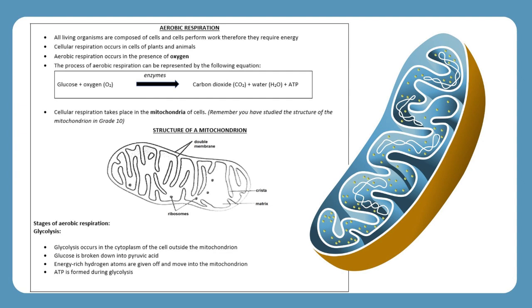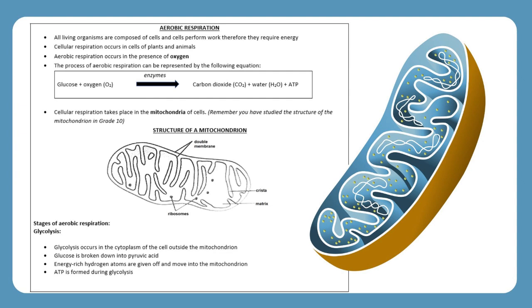Aerobic respiration. All living organisms are composed of cells and cells perform work, therefore they require energy. Cellular respiration occurs in cells of plants and animals. Aerobic respiration occurs in the presence of oxygen. The process of aerobic respiration can be represented by the following equation. Cellular respiration takes place in the mitochondria of cells. Remember, you have studied the structure of the mitochondrion in grade 10.